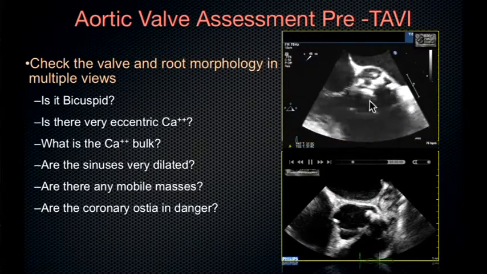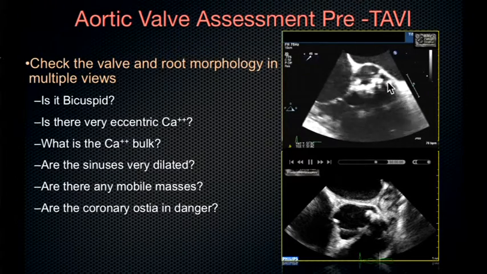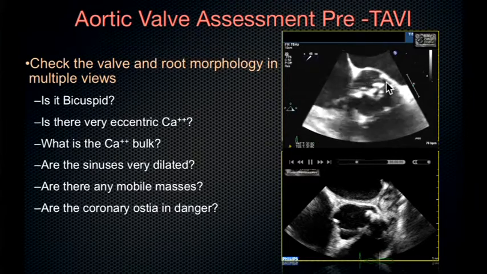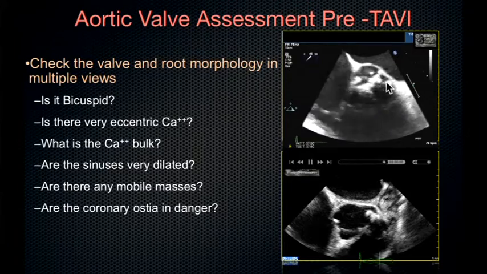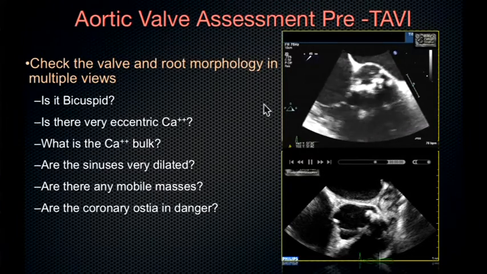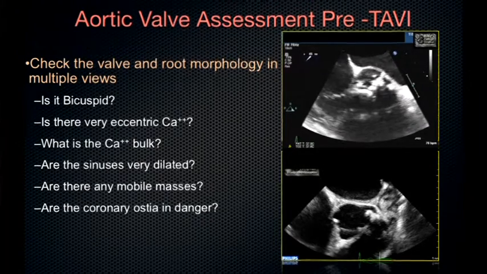Here's a patient you can see who has very eccentric valve calcification, and this is the left main coronary artery. You can see there's a large mass of calcification right by that left main coronary artery, which would be in grave danger of obstructing it. On the basis of this, we decided not to proceed with TAVI in this particular patient.